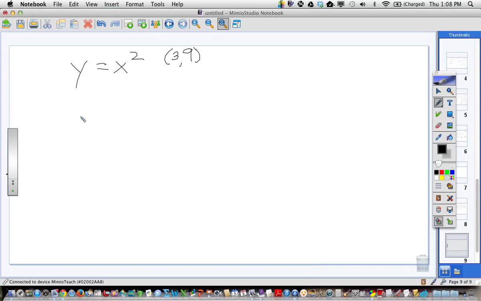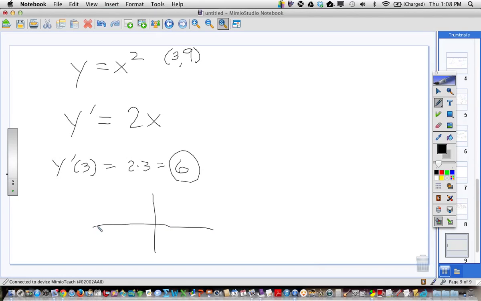Now let's do the derivative of it. So y prime would equal 2x. So y prime at 3 would equal what? 2 times 3, which is 6, right? And that kind of makes sense. If we look at y equals x squared, which would be a parabola, we go up here at the point (3, 9), we would have a pretty steep slope. We'd have a slope of 6.